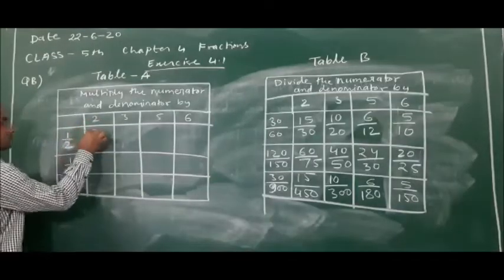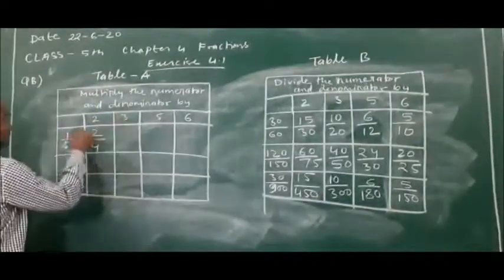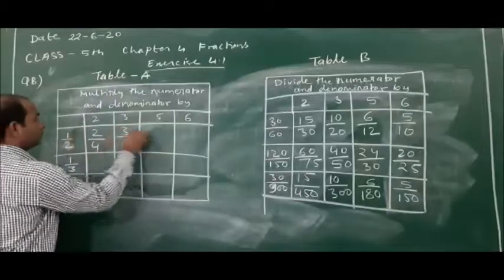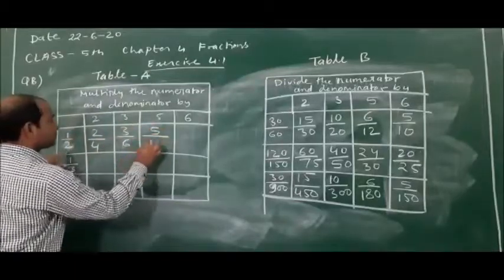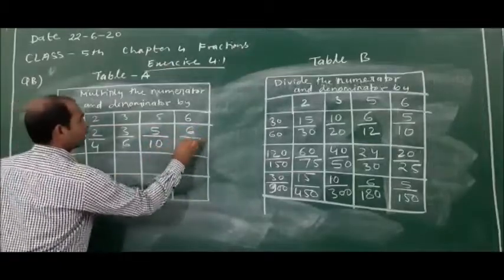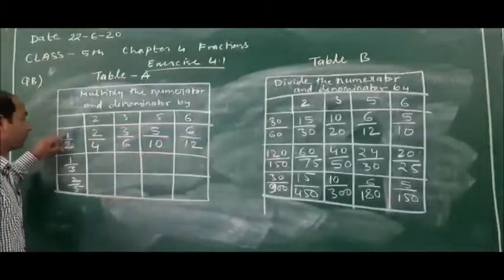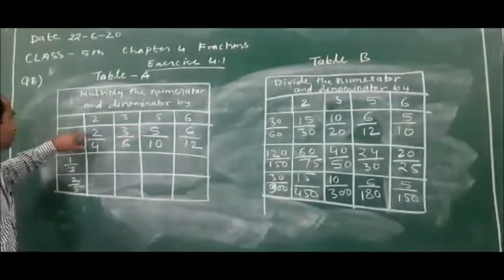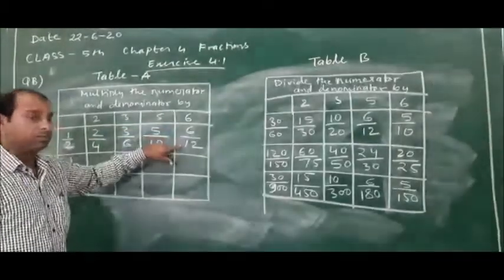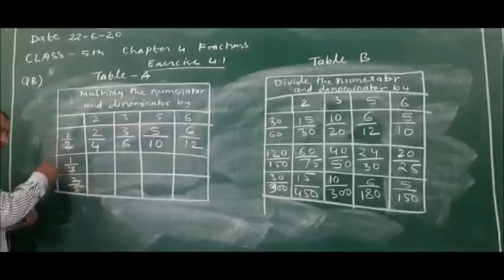So 2 1s are 2 and 2 2s are 4. This is your answer. 3 1s are 3, 3 2s are 6. 5 1s are 5 and 5 2s are 10. 6 1s are 6, 6 2s are 12. These fractions are equivalent fractions of 1 upon 2: 2 upon 4, 3 upon 6, 5 upon 10, 6 upon 12.